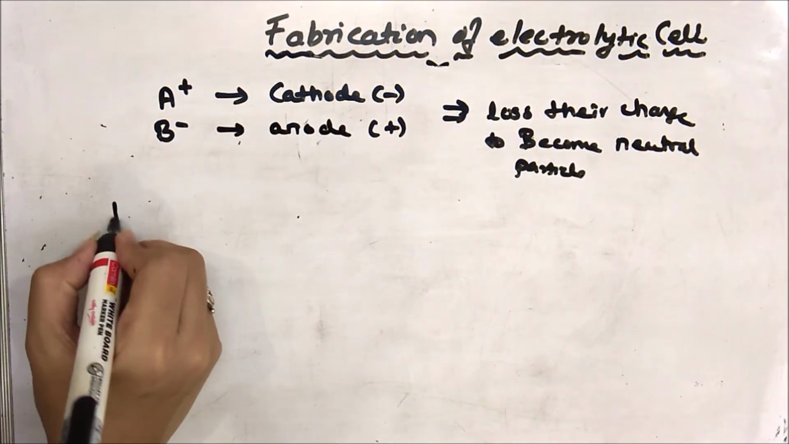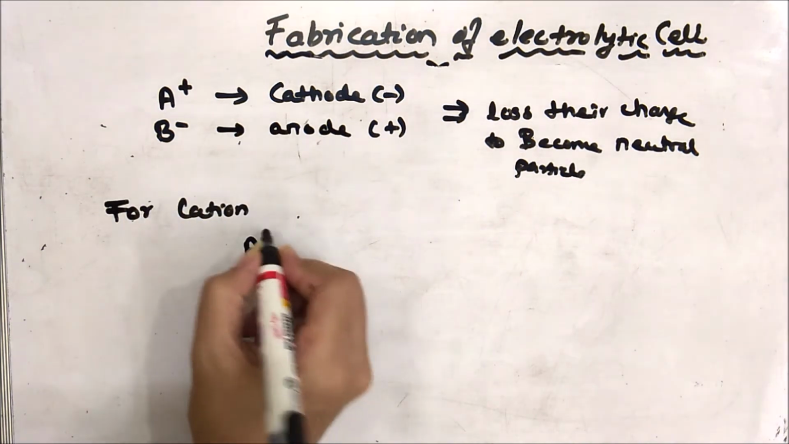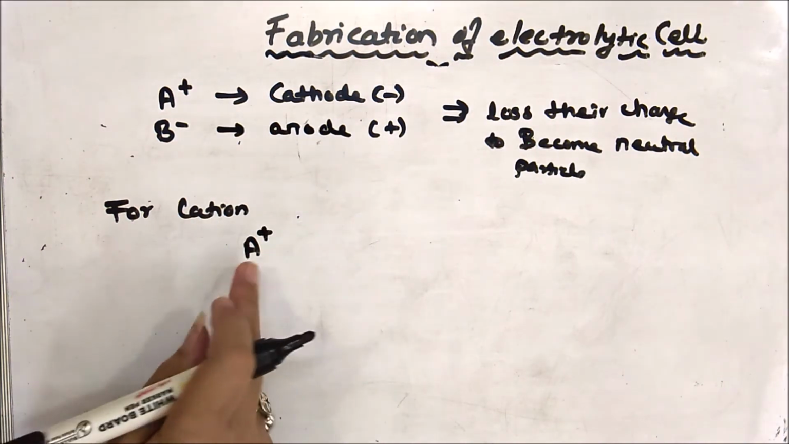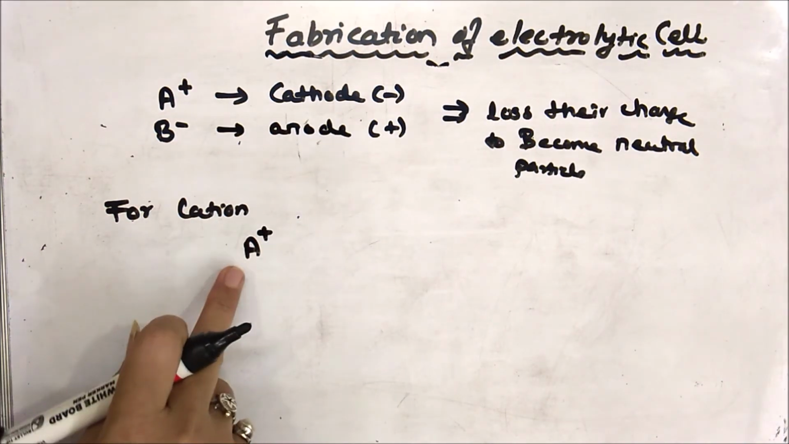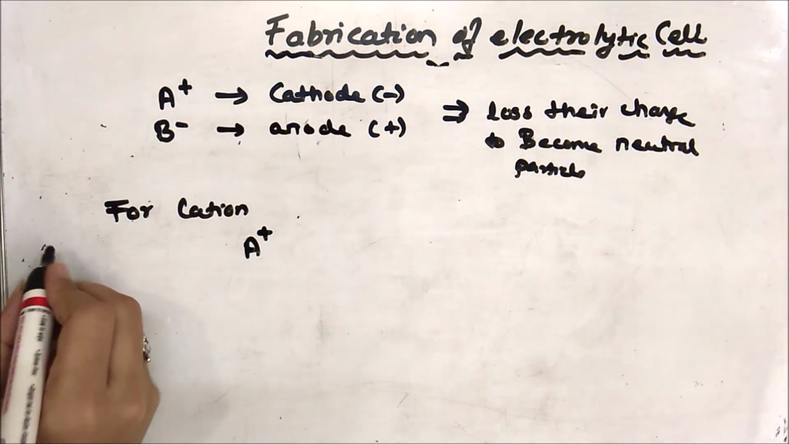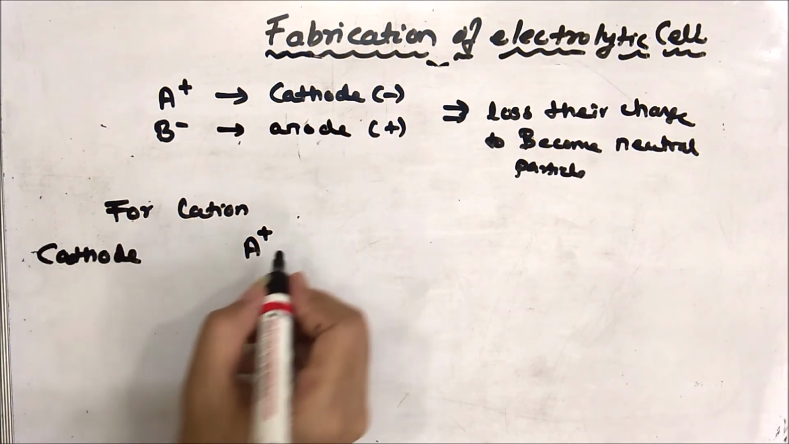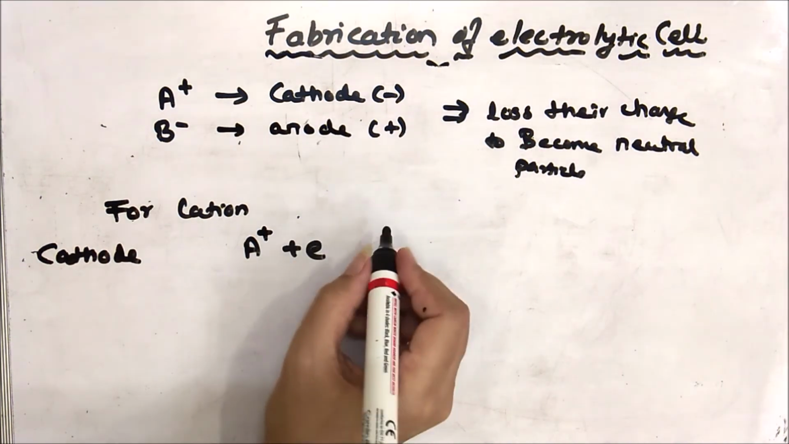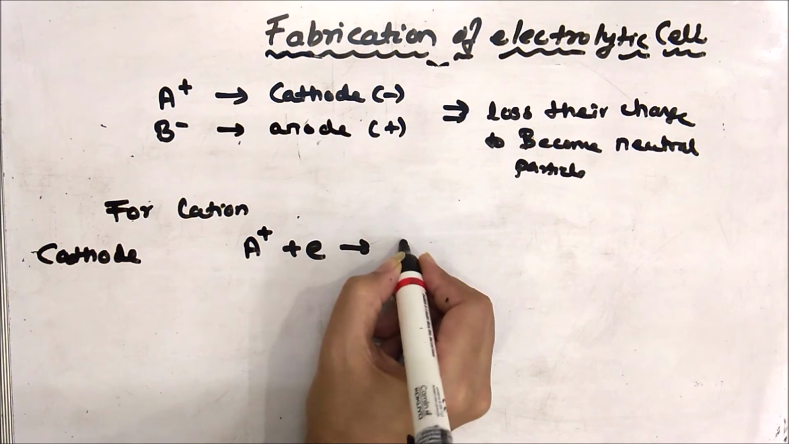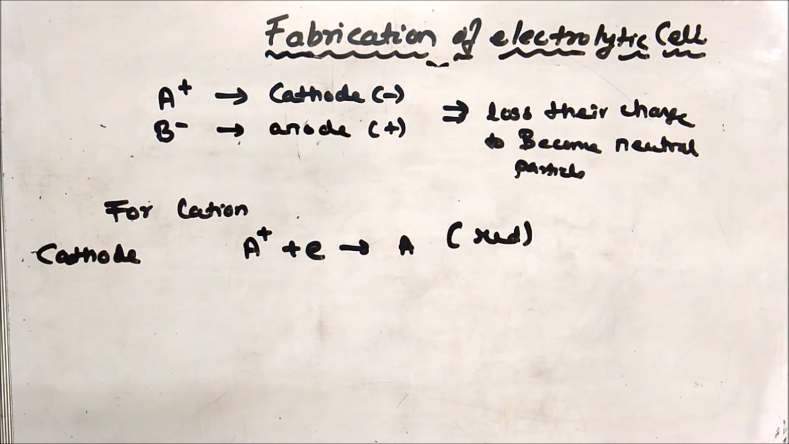So how will the reaction take place? See, for the cation, what will happen? This A positive is the cation, right? The positively charged particles are called cations. So this A positive will move towards the cathode, and it will gain an electron and form A. So you can say that at the cathode, reduction is taking place, right?